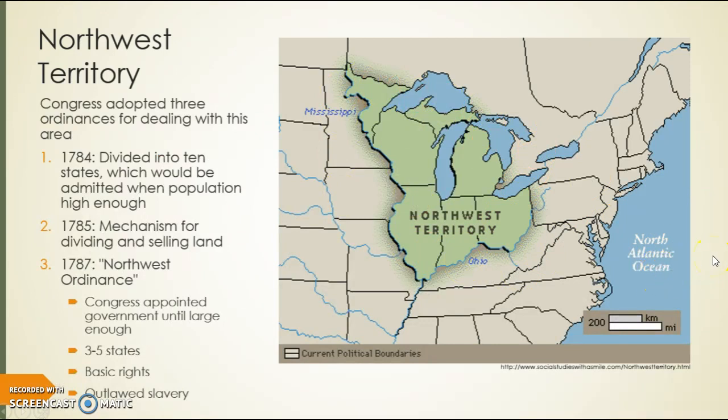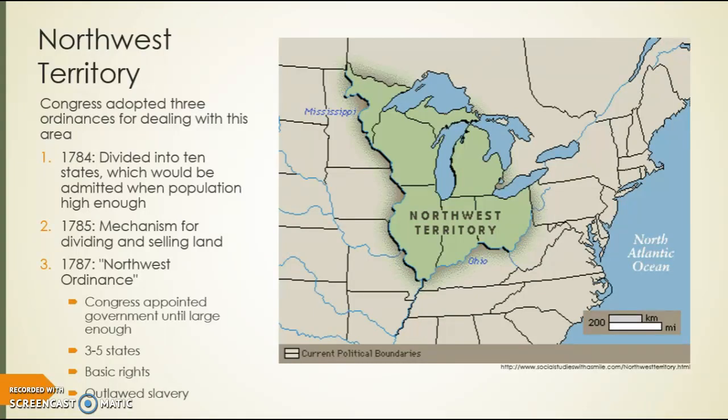Today makes up Ohio, Indiana, Illinois, Michigan, and Wisconsin. And so a lot of new settlers were moving into that area after the war. And so Congress adopted 3 different ordinances to sort of deal with that. The first one was in 1784, and this was Thomas Jefferson's plan, to divide that area into 10 states, which would be admitted into the Union when their populations were high enough.